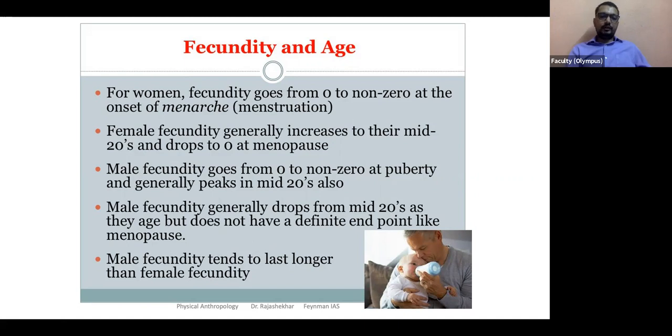Male fecundity tends to last longer than female fecundity. That is why they say female is a limiting factor. Their reproductive phase is a limiting factor for having children.